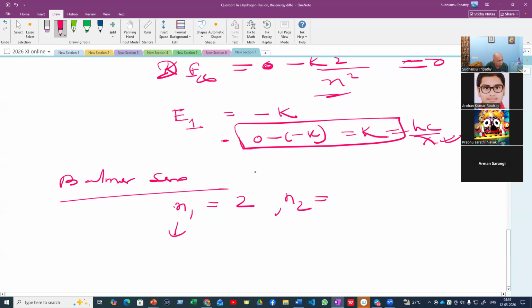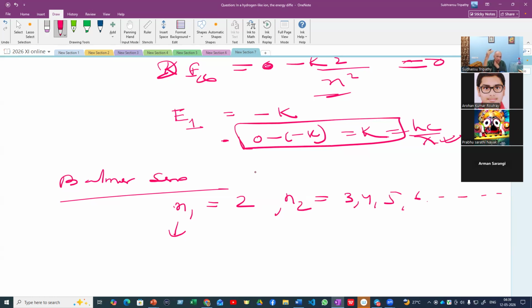N1 is the lower shell and N2 is the higher shell. So what will be the N2 values? 3, 4, 5. Yes, 3, 4, 5, 6, up to infinity.